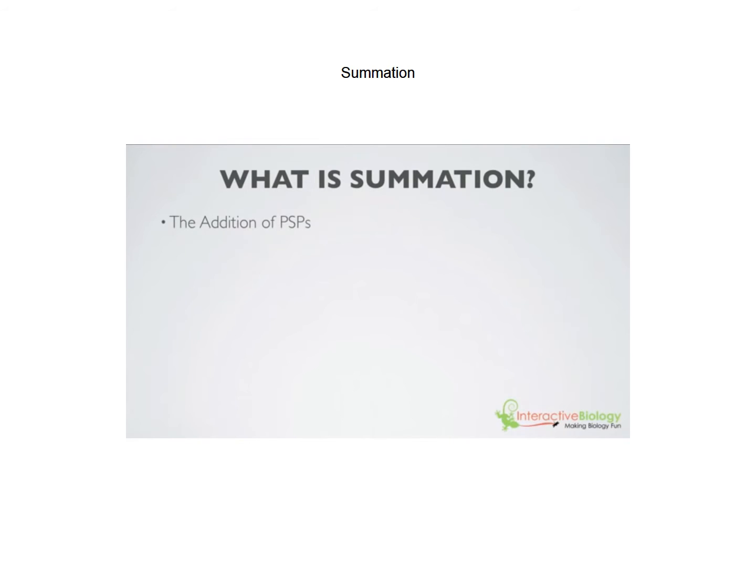Summation is basically the addition of postsynaptic potential. To illustrate this, I'm going to draw our membrane potential graph with membrane potential on the y-axis, E sub m, and time on the x-axis. And I'm going to start with our resting membrane potential somewhere around negative 70 millivolts. So let's say this is negative 70. Now we've spoken about threshold, and we said that in order for there to be an action potential, the membrane potential needs to reach that threshold, and I'm going to say that's around negative 55 millivolts.